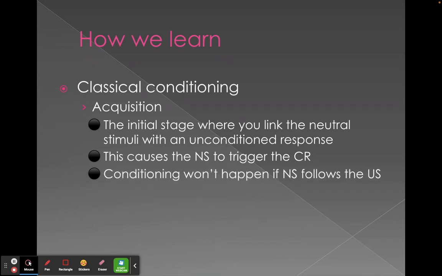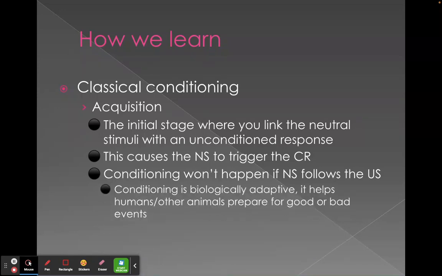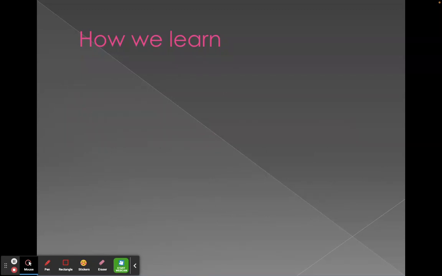You have to make sure if you're doing classical conditioning that the neutral stimulus has to happen before the unconditioned stimulus. Otherwise, there's no learning that will eventually happen. So that's very important. And in general, when you're doing any type of conditioning, the more biologically adaptive the conditioning is, the faster it'll be learned. All right.